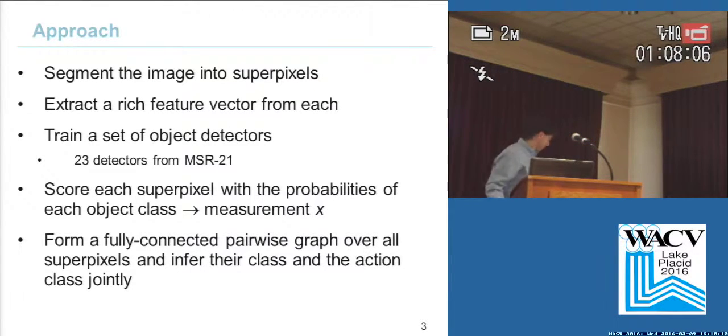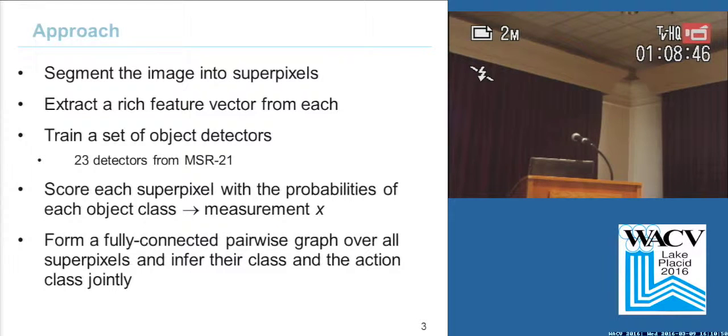First, we segment the image into its set of superpixels. Then for each superpixel, we extract a rich feature vector. On the side, we train a set of object detectors. We are using the MSR21 dataset for that, with 23 object categories. And then we pass each superpixel to the object detectors to score the posterior probabilities of each object class. So for each superpixel now we have a vector of 23 probabilities that we use as the measurement for that superpixel in the following steps.